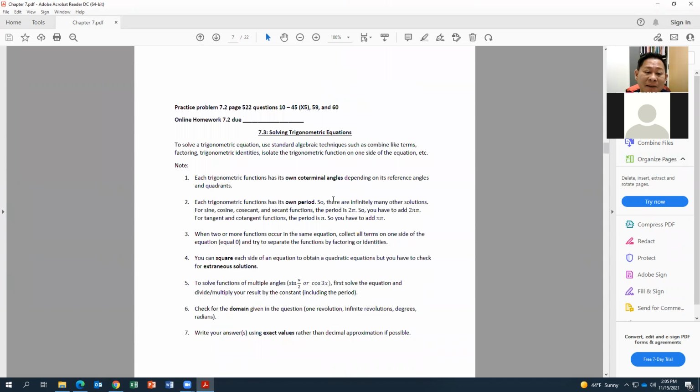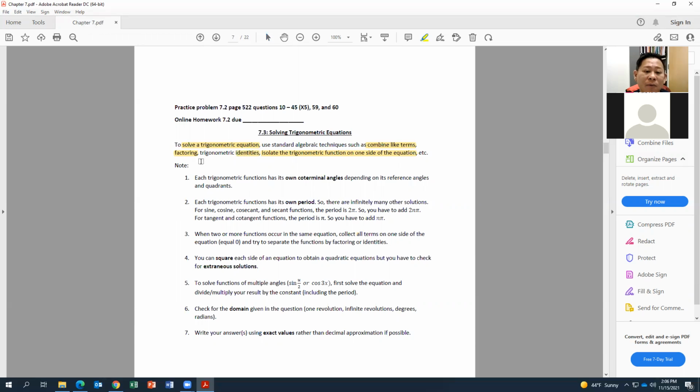What we're going to talk about in section 7.3 is that you have to solve trigonometric equations. Solving trigonometric equations is very similar to solving equations. When you solve equations, usually we use techniques like combining like terms and factoring. We try to make the trigonometric functions on one side of the equation. Then the new one is that we use identities.